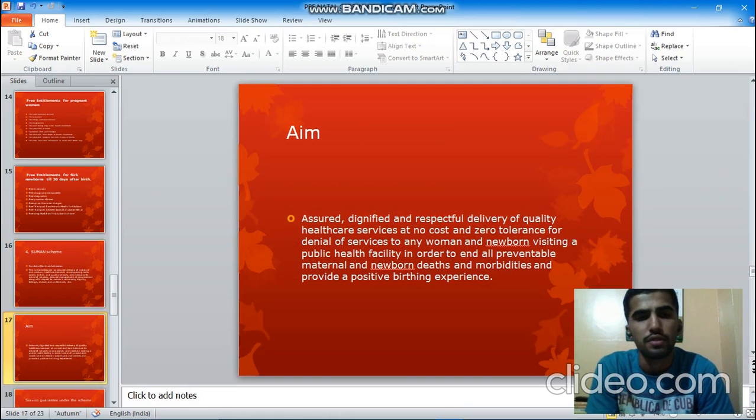cost and zero tolerance for denial of services to any woman and newborn visiting a public health facility in order to end all preventable maternal and newborn deaths and morbidities and provide a positive birthing experience.